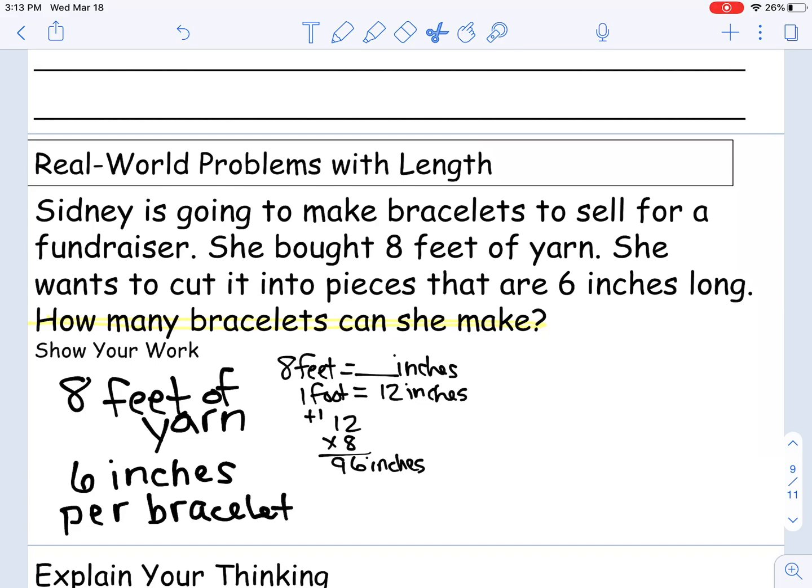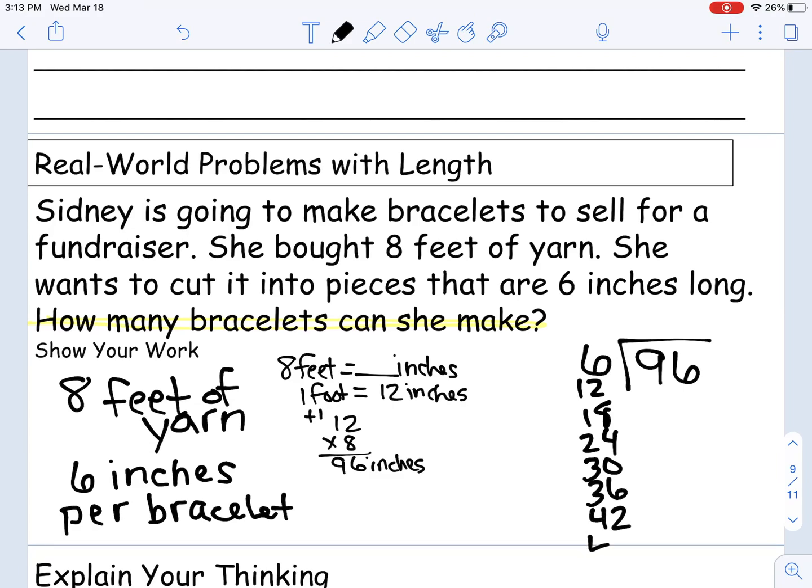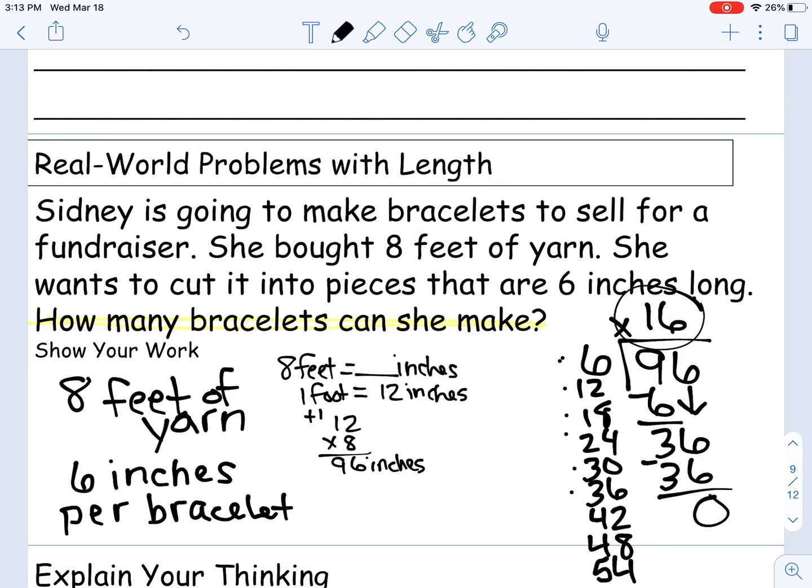There are 6 inches per bracelet, so I need to now divide that 96 inches by the 6 per bracelet to figure out how many bracelets she can make. Skip count strategy: 36, 42, 48, 54, there we go. If I have 9, I can get 1 group of 6. 1 times 6 is 6. Subtract, bring down. If I have 36, I can get 1, 2, 3, 4, 5, 6 groups, which is 36. So that tells me she can make 16 bracelets.